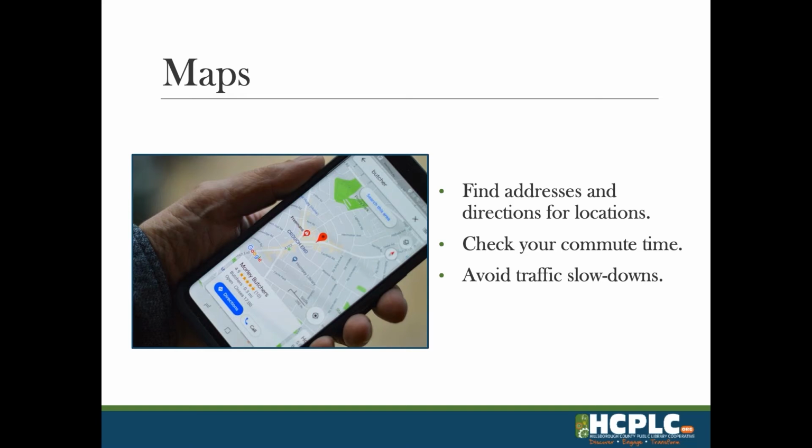It also allows you to check your commute time. If you are logged in, you can enter your home address and your work address and check your commute time. That way you know just how long it's going to take you to get to work or back home, and how to avoid slowdowns or what different routes you can take. It allows you a couple different options, like whether you want to drive on highways or avoid tolls and that kind of thing.